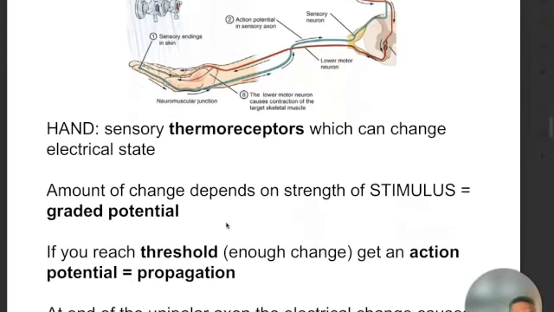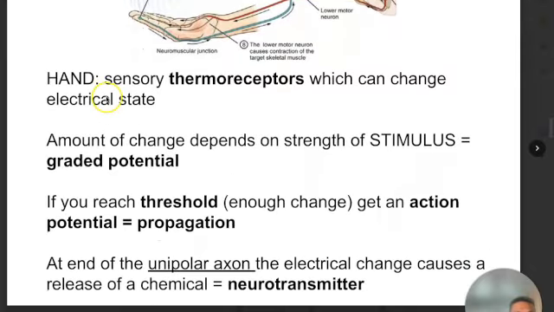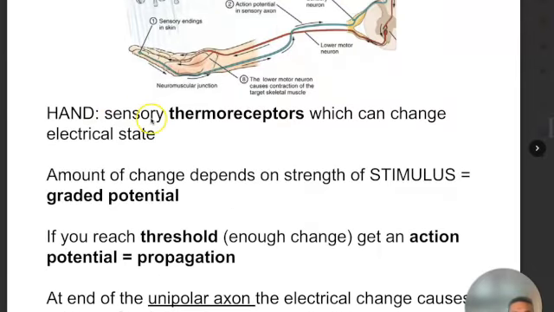So first, the hand sensation by thermoreceptor can change the electrical state. The amount of change depends on the strength of the stimulus. It's called graded potential. Graded potential is a local change in the membrane potential.